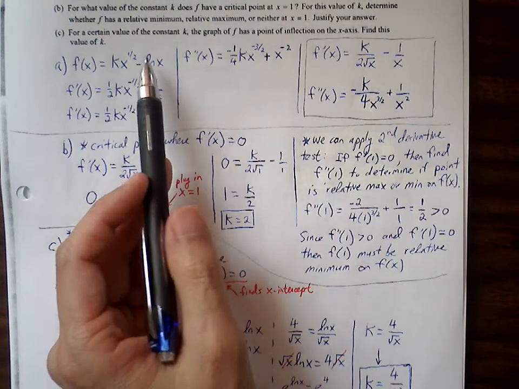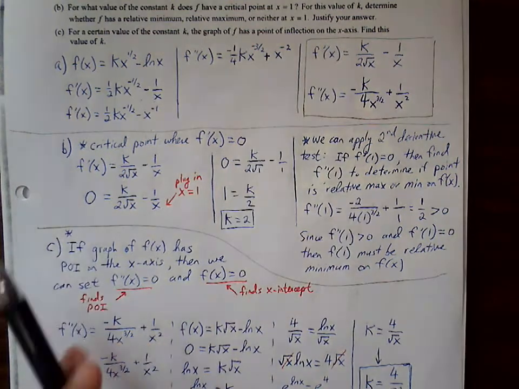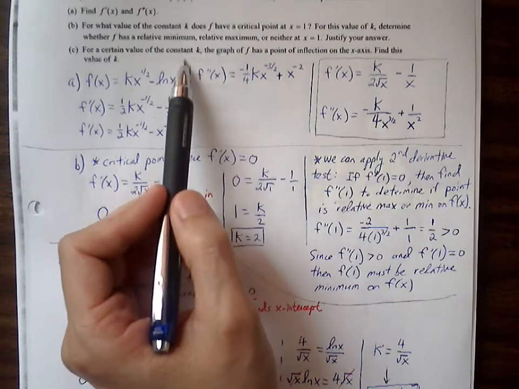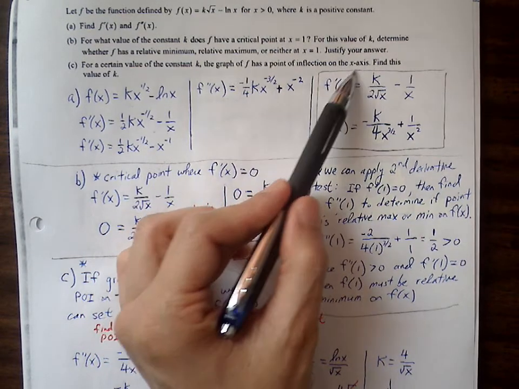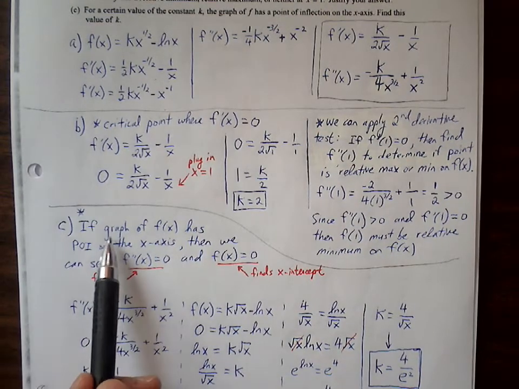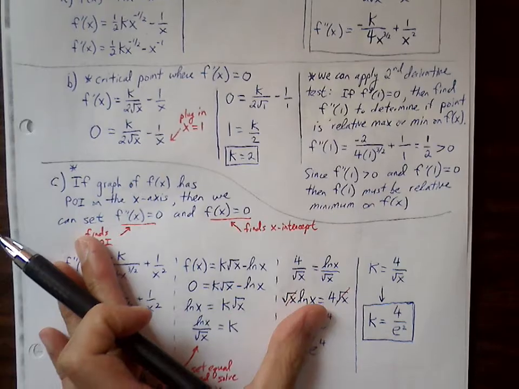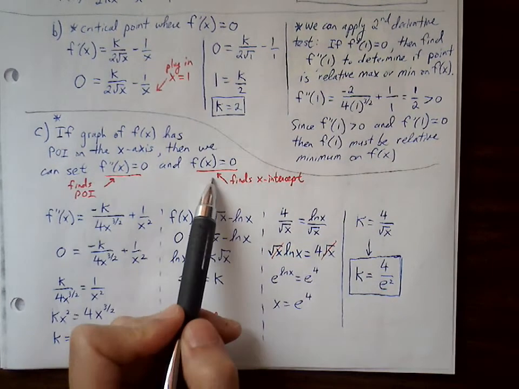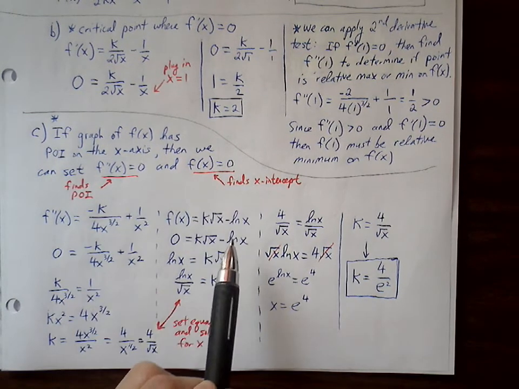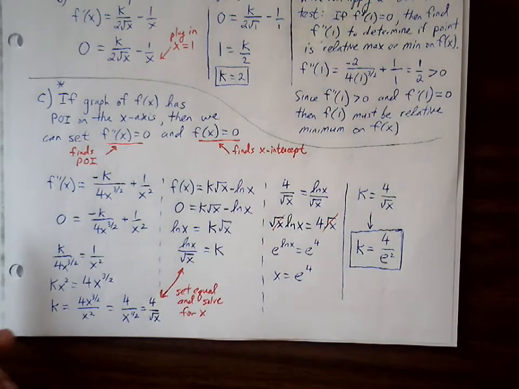Part C, for a certain value of constant k, the graph of f has a point of inflection. Find this value of k. Okay, so we know point of inflection is going to exist on the x-axis. So we know the x-axis has a y value of 0. And we also know that there must be a point of inflection, which means that f double prime must be equal to 0. And then we also know f of x is equal to 0, simply knowing that the ordered pair has to sit on the x-axis. So we have two pieces of information that we can use to start us off. We can set f double prime equal to 0.